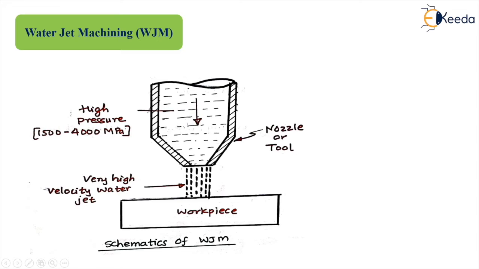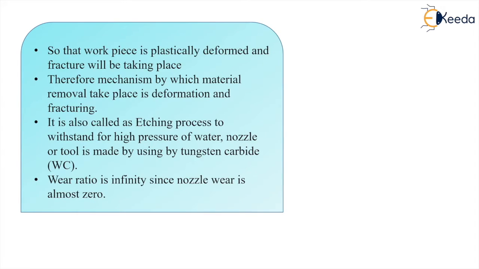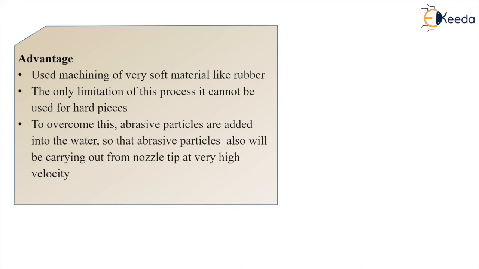Here the wear ratio is infinity since there is no wear and tear of the nozzle. That is, wear ratio is what? Volume of material removed divided by volume of tool worn out. So tool worn out is zero, and something divided by zero is infinity. So wear ratio is infinity. And look at the advantages of this water jet machining. It is used for soft materials like rubber. The only limitation is that you cannot use it for hard workpieces.